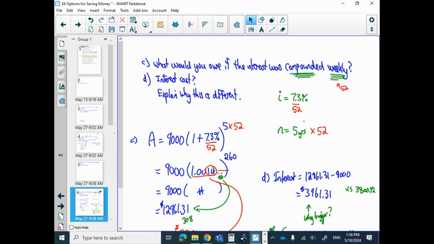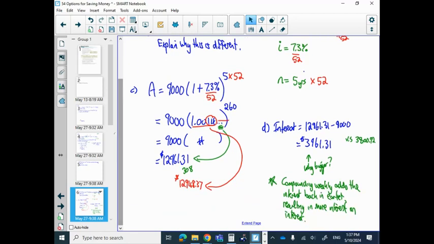The difference here is we're compounding weekly, which means we have to divide that interest rate into 52 equal pieces. So whatever that interest rate is, in a tiny little piece there, you put that number in, add to 1. So there's your 1.0014. And then you're applying that interest rate 52 times per year, so 260 times in total. Calculate the numbers, and you end up with $12,961.31 versus the original $12,948.37, and so we end up spending $3,961.31 instead of $3,800.